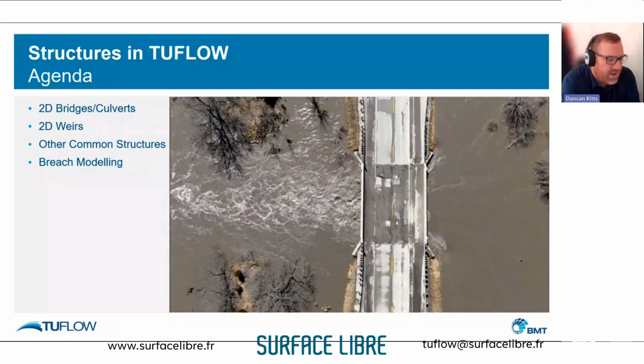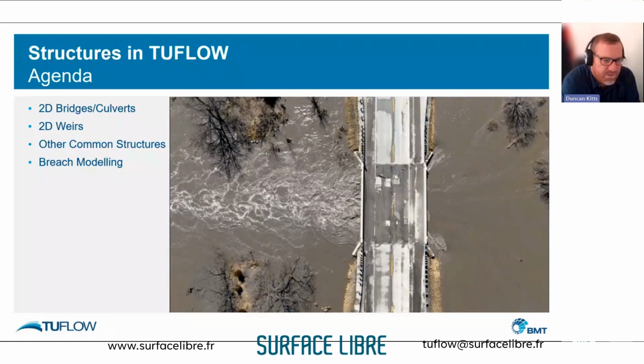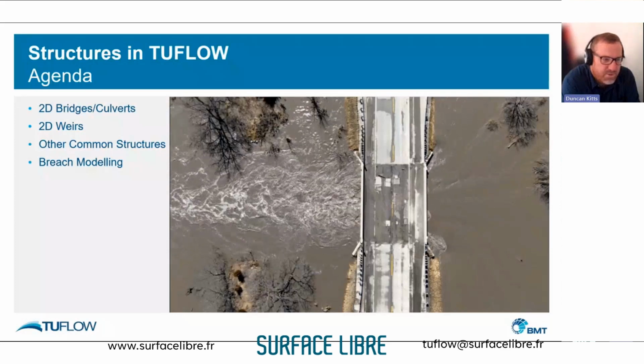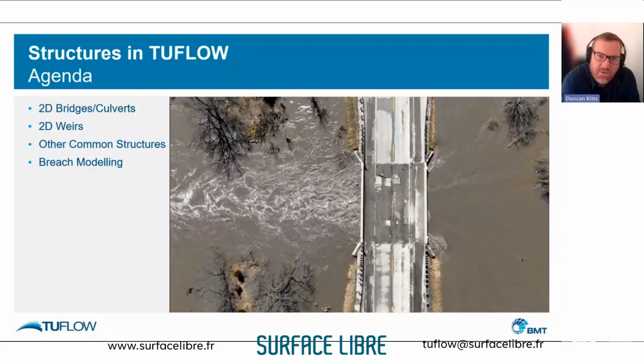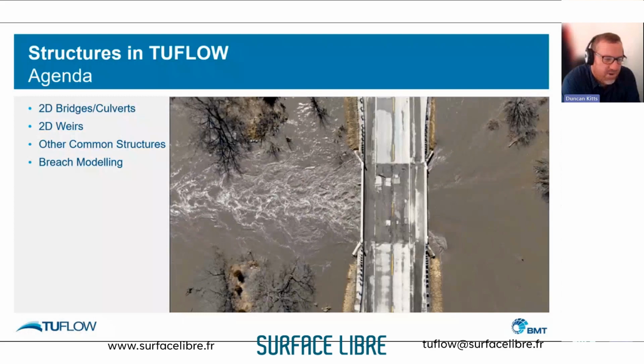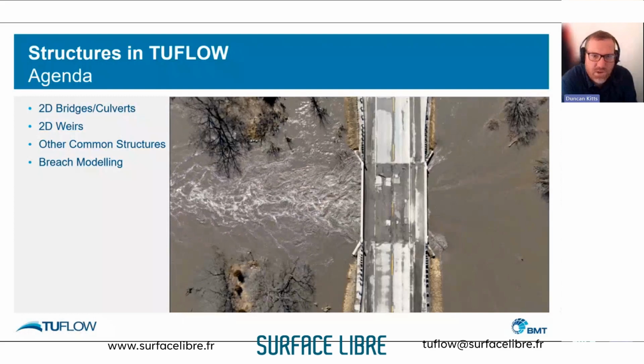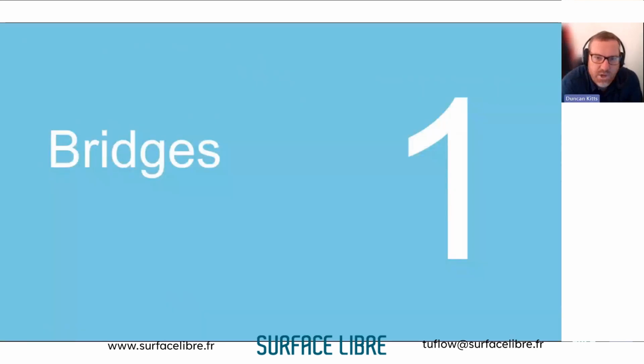We'll start by focusing on 2D bridges, but a lot of what we talk about is applicable to culverts as well. We'll then look at 2D weirs, a couple of other common structures, and then we'll end off by talking about breach modeling. So we'll talk about bridges. Like I said, this also covers culverts, basically anything that takes flow through an embankment, where we might have a structure over an open channel, for instance.